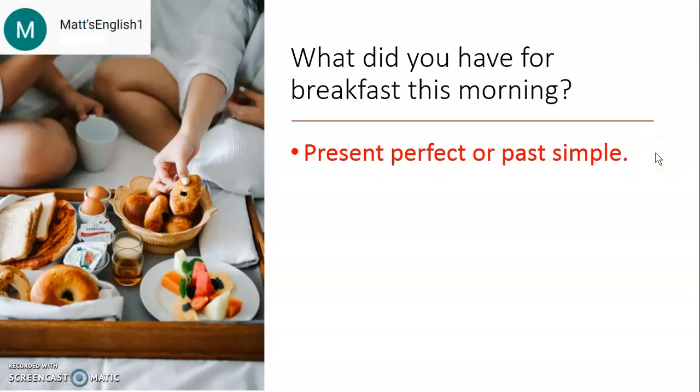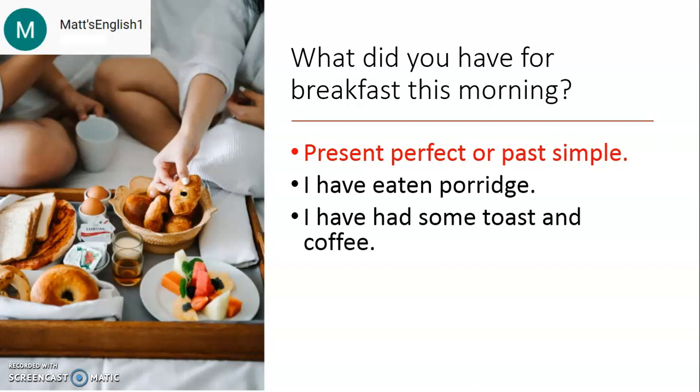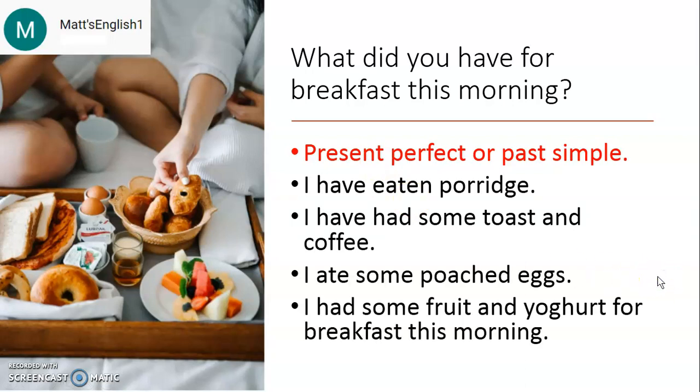Let's have a look. I have eaten porridge this morning. I have had some toast and coffee. So here, these two sentences are in the present perfect. But, as I said, because breakfast is finished, we can also use the simple past. I ate some poached eggs, or I had some fruit and yogurt for breakfast this morning.